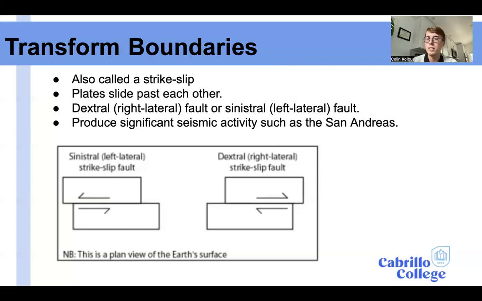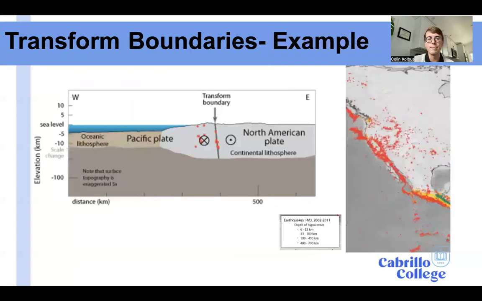And a dextral fault is a right-moving transform boundary. A sinistral fault is a left-moving transform boundary. This produces a ton of seismic activity, such as the San Andreas fault. And again, here's an example of that. These two, the Pacific plate and the North American plate, just sliding past each other.